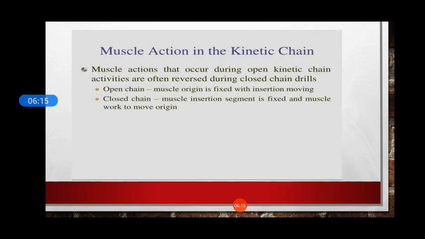So when we talk about the muscle actions in kinetic chain exercises, we see that in the open kinetic chain exercises, the muscle origin is fixed and the insertion is moving.